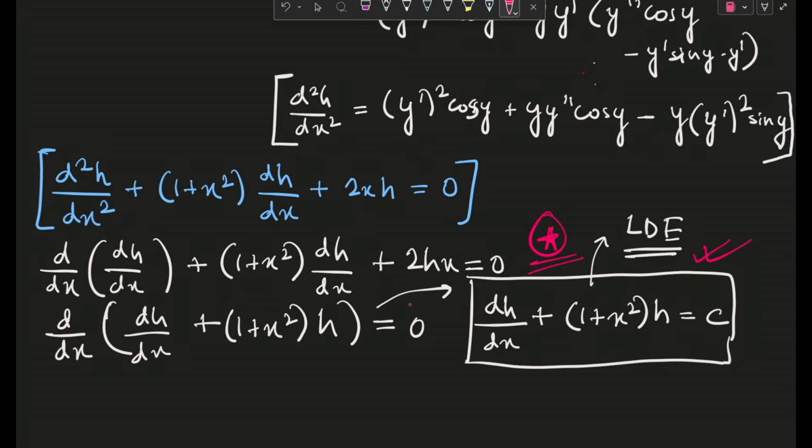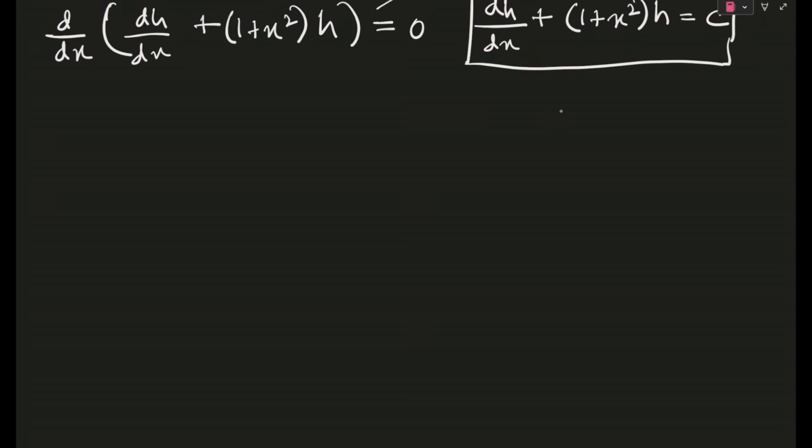Anyways, our sum is still not over because we have to evaluate this and go further. So guys, I'm changing the screen and evaluating it further. Because this is a linear differential equation, our integrating factor, if I take it to be say some mu of x, will come out to be e to the power integral of (1 plus x²) dx.